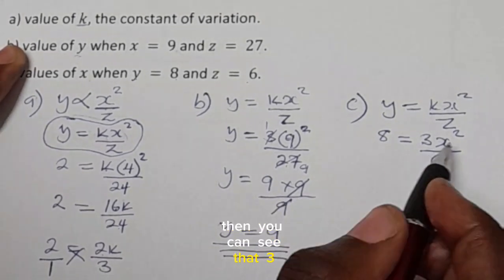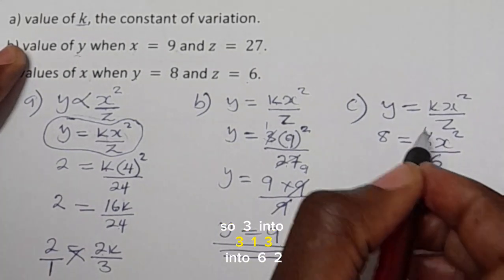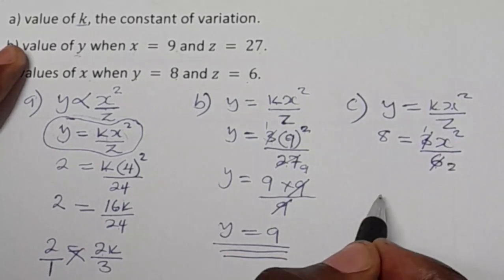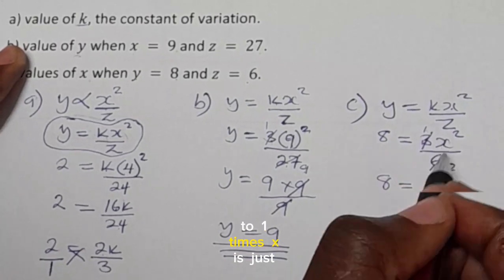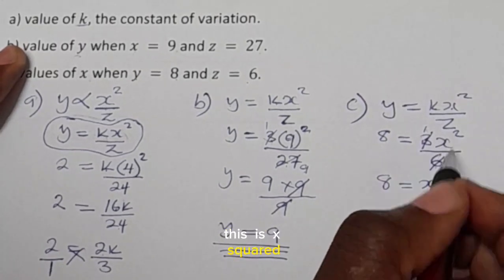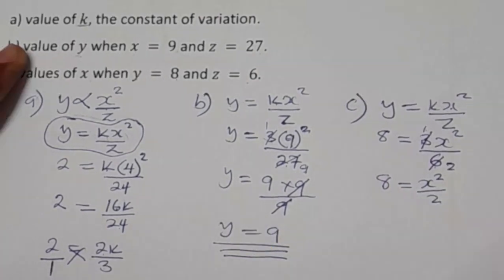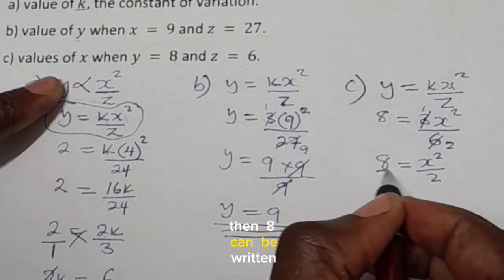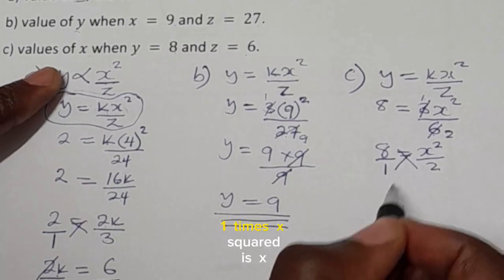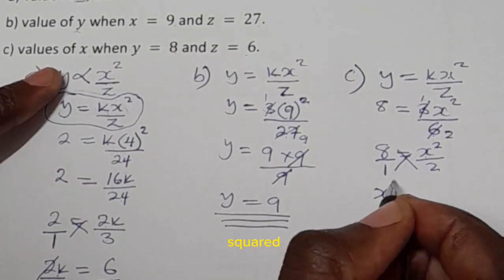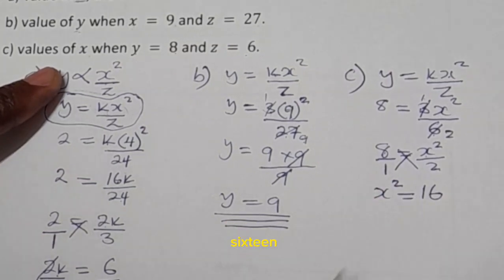Then you can see that 3 can go into 6 without leaving any remainder. So 3 into 3, 1. 3 into 6, 2. So you are having 8 is equal to 1 times x squared over 2. Then 8 can be written as a fraction like that. So cross multiply. 1 times x squared is x squared is equal to 2 times 8 is 16.